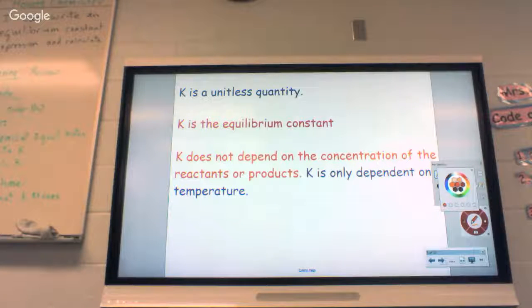Why? Alright. K is a unitless quantity. There are two things in chemistry that have no unit. K.